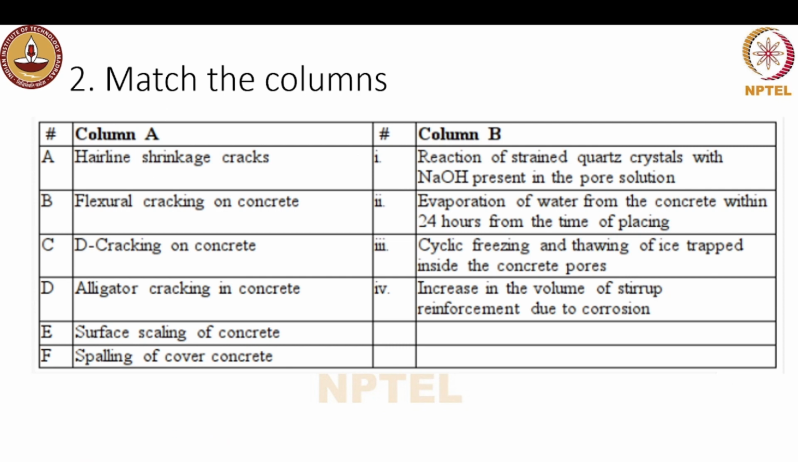So the next question is match the columns. We have two columns. The first is about the different types of problems we face in concrete, and the second is the reason why this happened. So column A, hairline shrinkage gap. What can be the reason for shrinkage cracks?